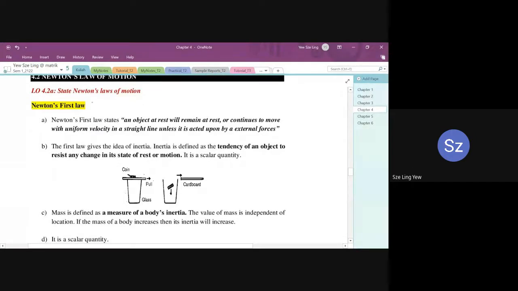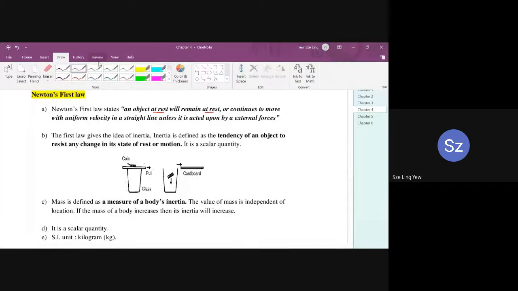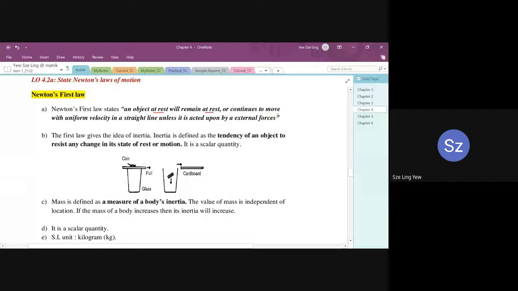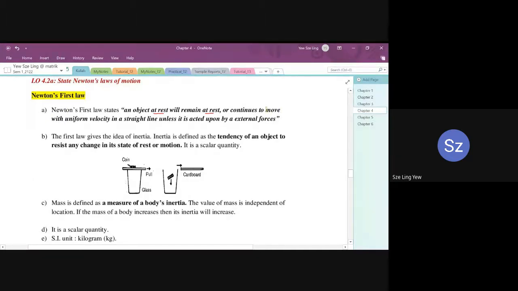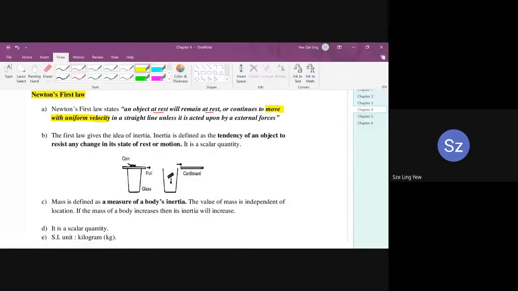So state Newton's laws of motion. That is the second subtopic in chapter 4. We have Newton's first law. It states that an object at rest will remain at rest, or when it is moving with constant velocity, that is the key words, an object moving with constant velocity in a straight line will keep moving with constant velocity along the same straight line unless there is an external force acting on it.